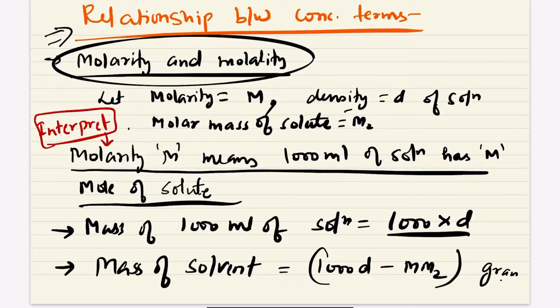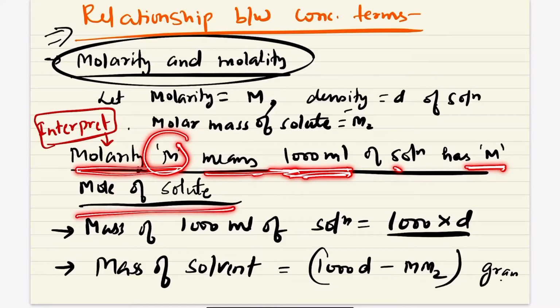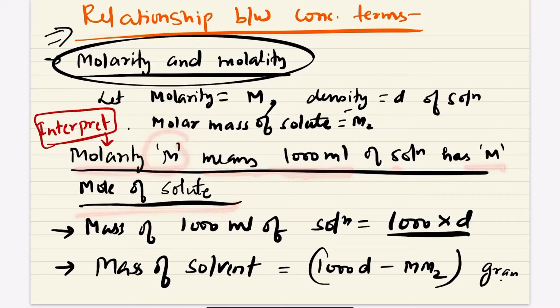Now we have to interpret the meaning of molarity. What is the meaning of molarity? Molarity M means that if you take 1000 ml of such a solution which has molarity M, that 1000 ml of solution has M moles of solute. So let us take 1000 ml of such solution for our calculation purposes.